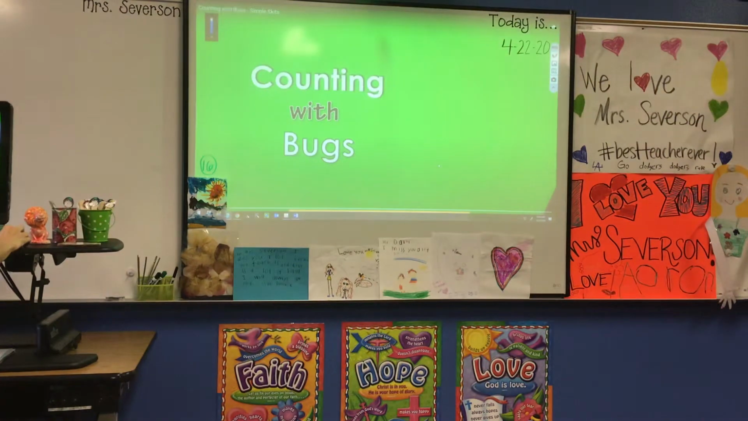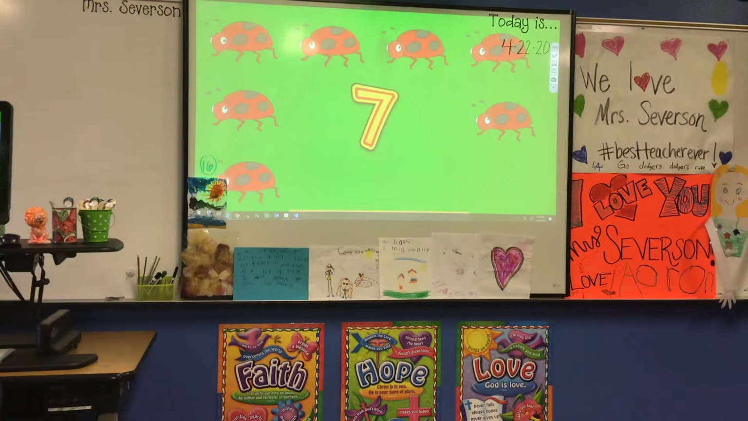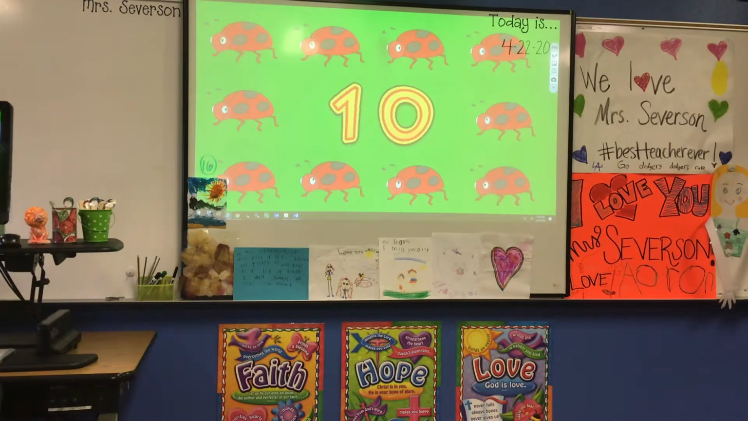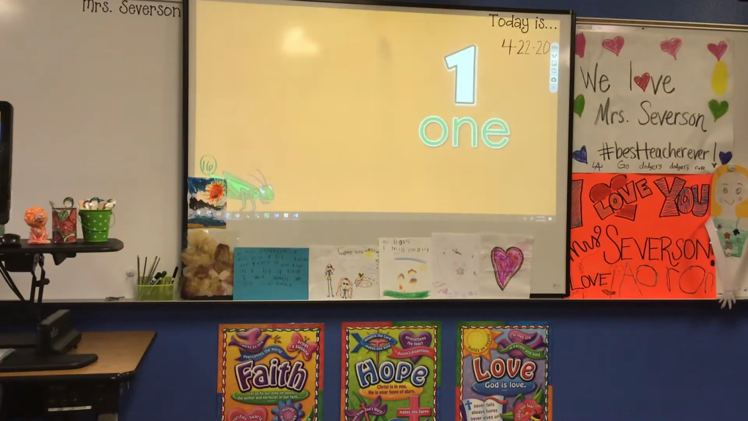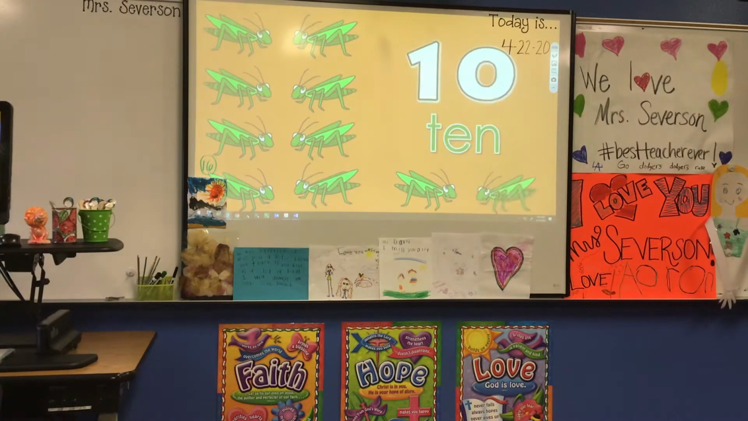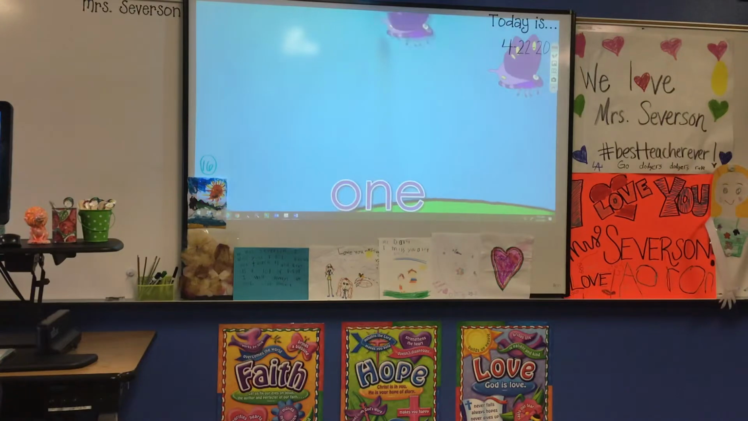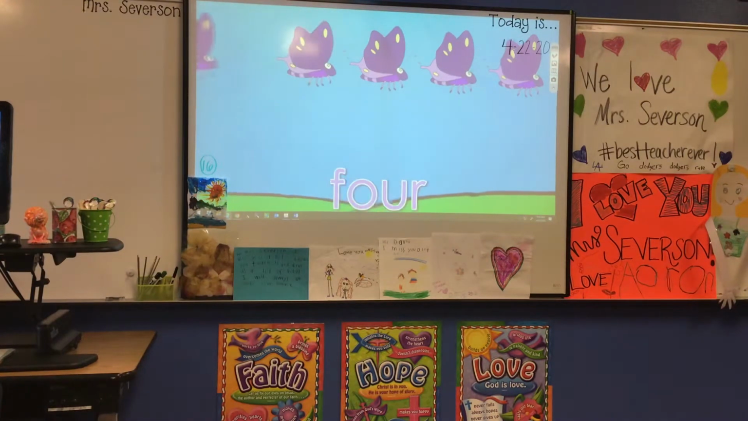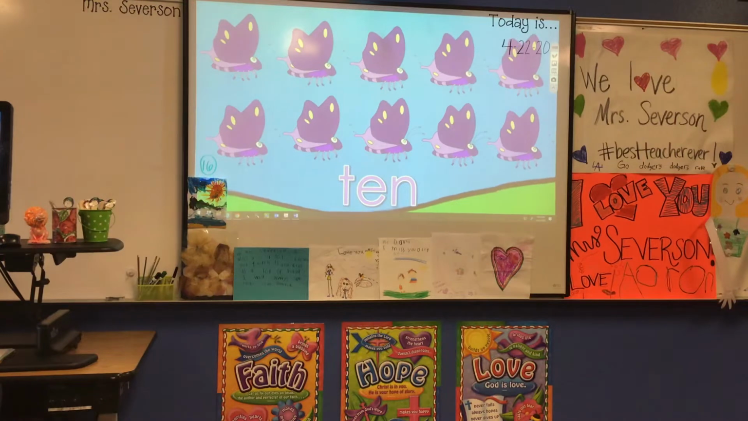Maple Leaf Learning presents Counting with Bugs. 1, 2, 3, 4, 5, 6, 7, 8, 9, 10 little ladybugs. 1, 2, 3, 4, 5, 6, 7, 8, 9, 10 little grasshoppers. 1, 2, 3, 4, 5, 6, 7, 8, 9, 10 little butterflies.